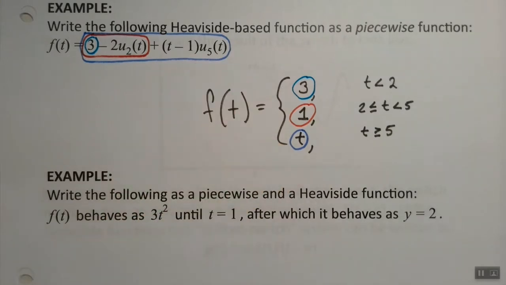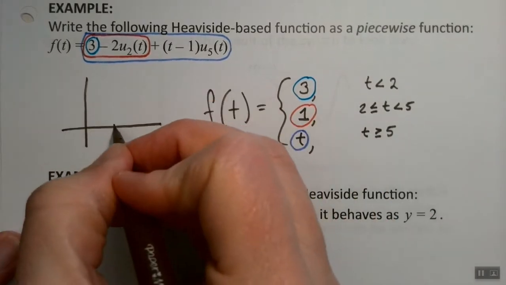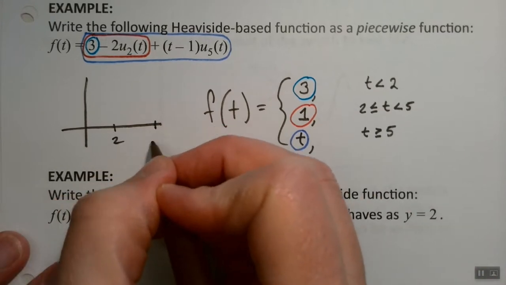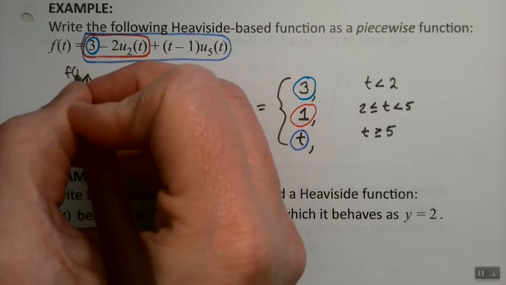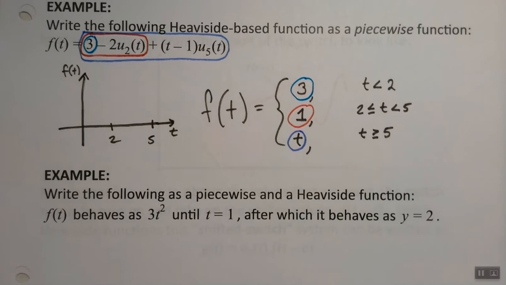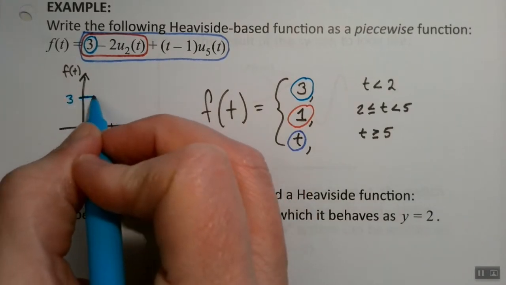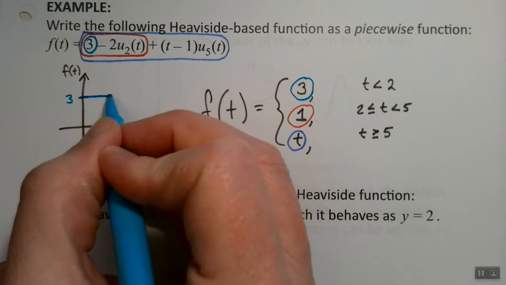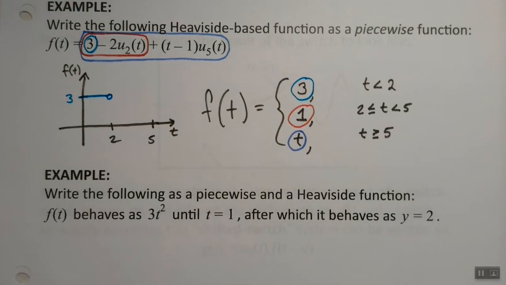So what would this look like if we were to graph our function? Well, if you imagine, here's a t value of 2, and here's a t value of 5. That's our t-axis, and this is our f of t values. Then everything before t equals 2 would behave like 3. So it's going to be up here at 3. And so it would be tooling along at 3, and then all of a sudden at 2 it just kind of stops and drops down to a value of 1. And so here's 1.